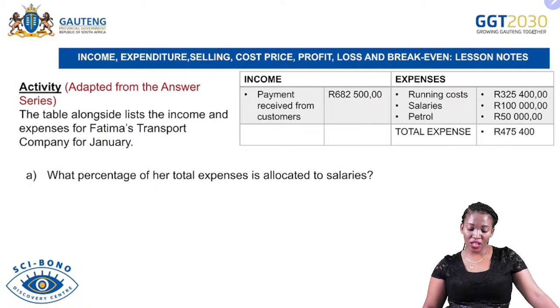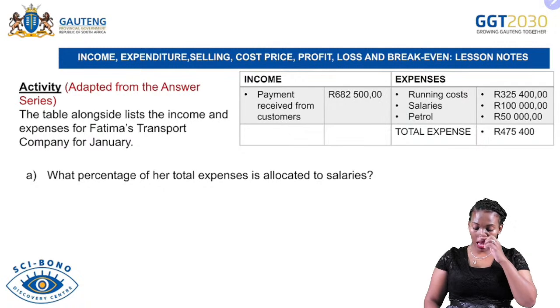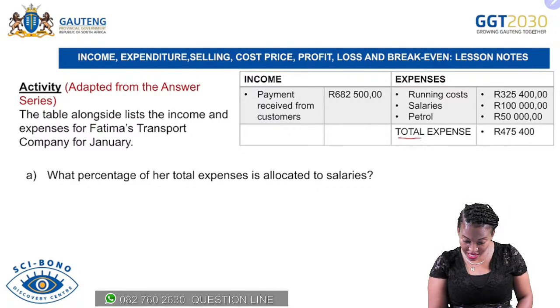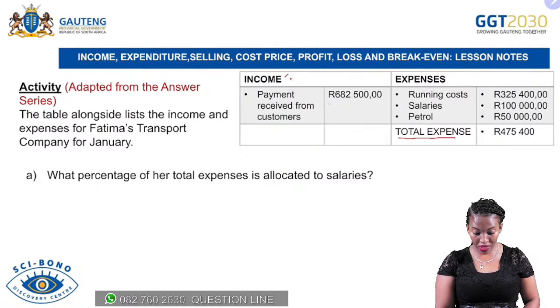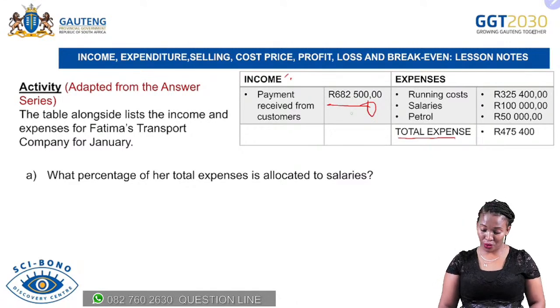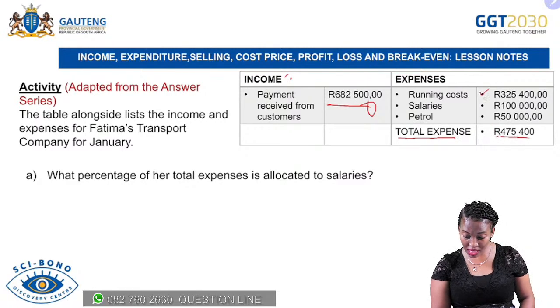The second question, we're still working with the same information. The only difference between the previous table and this one is that now this table has total expenses. Remember, here we've got the income, and the total income is 682,500. And now our total expenses. How did we get the total expenses? We add the running cost plus your salaries plus petrol, and it gives you a total of what?